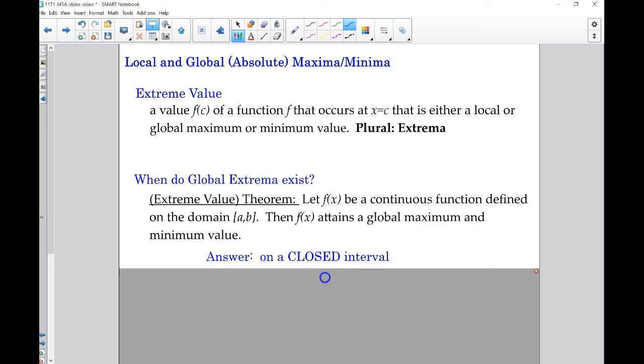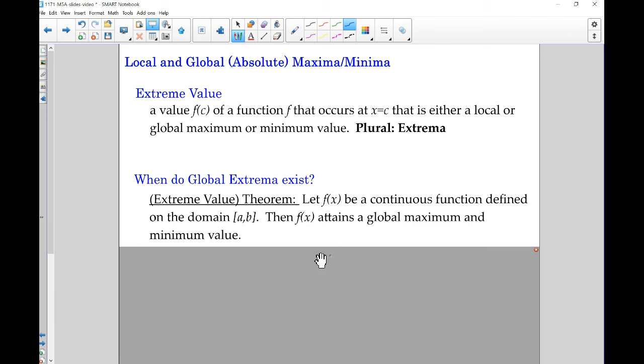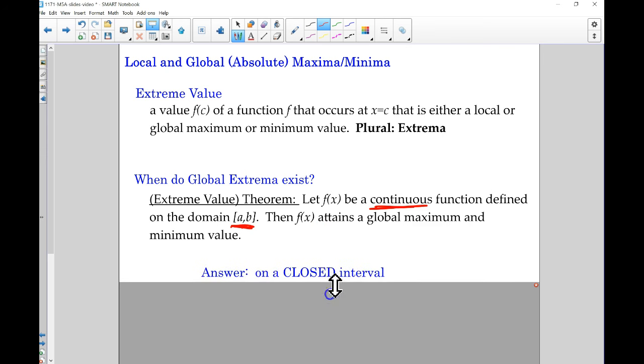Now when we want to start to look at the existence of global and local mins and maxes, or extrema in general, we get this theorem. It's called the extreme value theorem. If our function is continuous, meaning no gaps, holes, jumps, etc., on a closed interval, so we have to have it closed on both sides, then we get global mins and maxes for sure. Probably local mins and maxes, but we're not guaranteed that. So when do global extrema exist? On a closed interval.